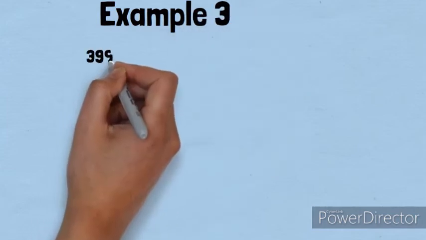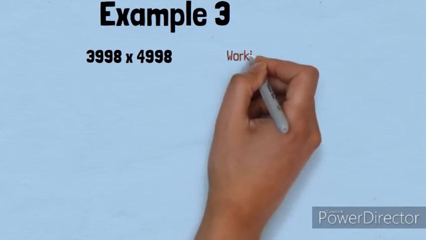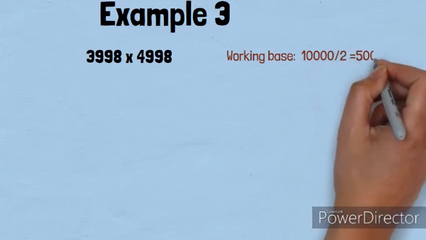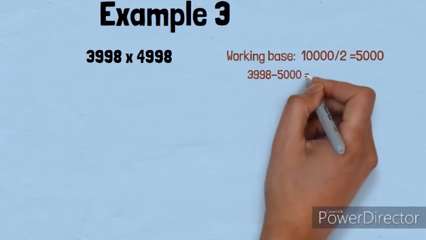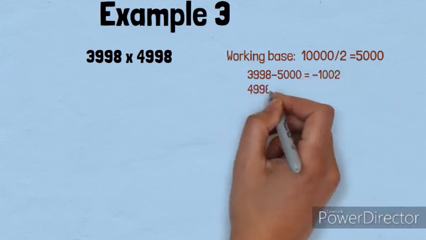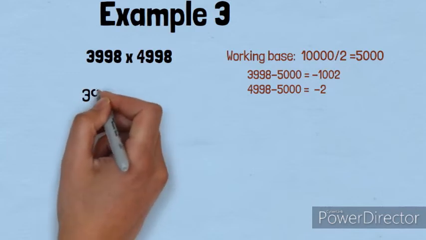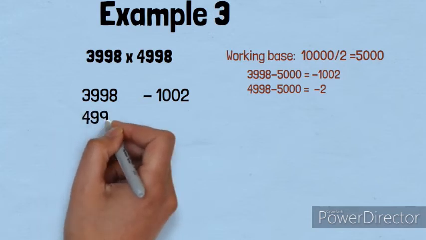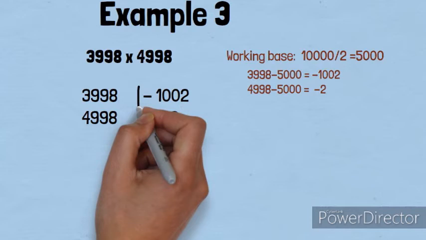Example 3. 3,998 times 4,998. Both of these numbers are not close to 1,000 or close to 10,000. So we can divide 10,000 by 2 to get 5,000 as our closest base. First find the deviation. The deviation for 3,998 is negative 1,002. And our deviation for 4,998 is negative 2.